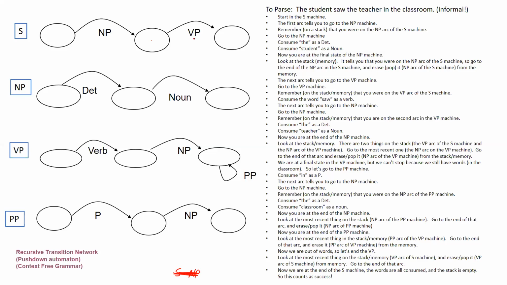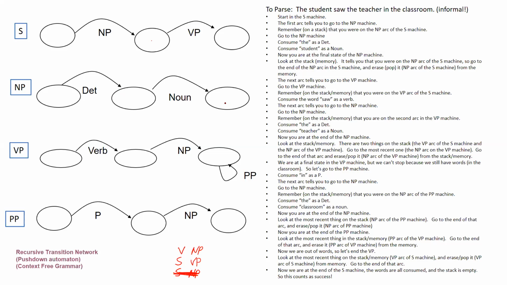Now our instructions say, go to the VP machine. So we go to the VP machine, but we have to remember where we left off. We left off in the S machine on the VP arc. So we consume a verb, saw, and then the VP machine tells us go to the NP machine. We have to remember where we left off: in the VP machine on the NP arc. We go to the NP machine and we consume the, and then teacher, and now we're at the end of the NP machine.